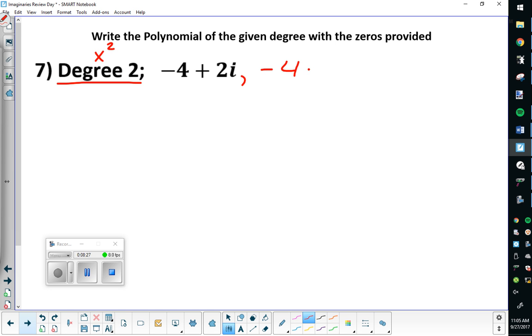Negative 4 minus 2i. The conjugate. He just changed the sign in front of the imaginary part. So we start off with the roots. We're doing the opposite of what we just did. We start off with the roots. Once we have the roots, then we're going to write the factors.